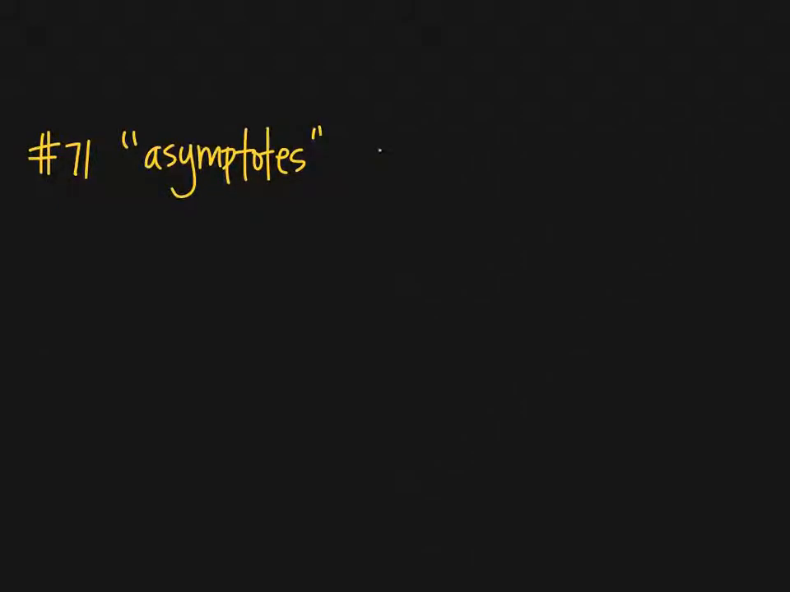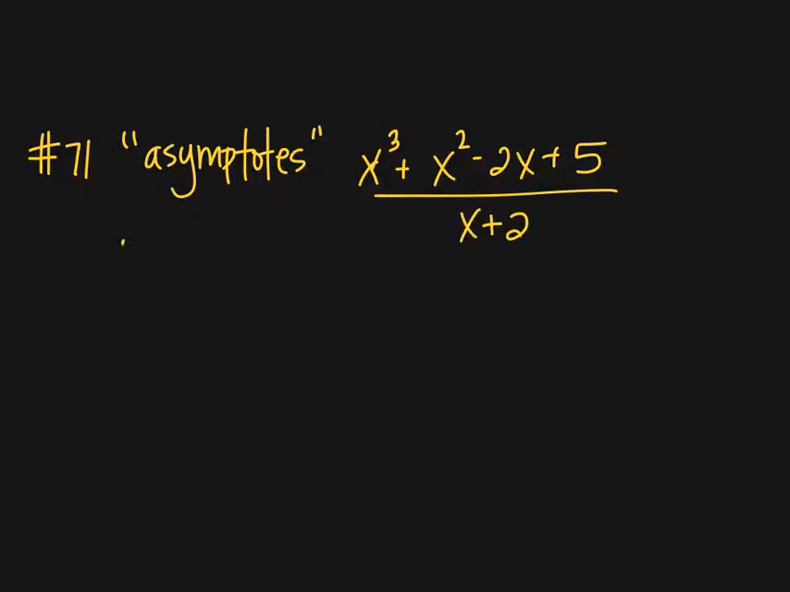So you're going to do x to the third plus x squared minus 2x plus 5, over x plus 2. Okay, so the asymptotes mean that you're going to have a vertical asymptote and a horizontal or slant or something like that, but you won't be able to know until you do synthetic division and see what the remainder is and see what you get.